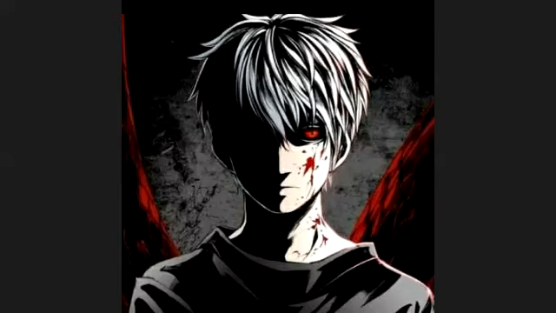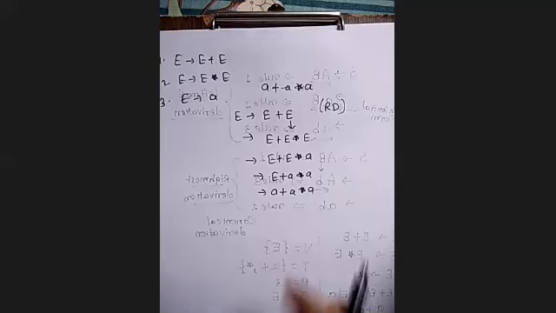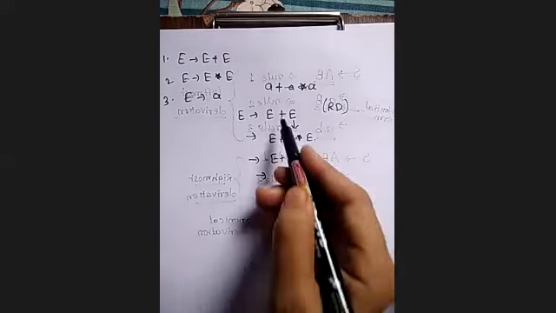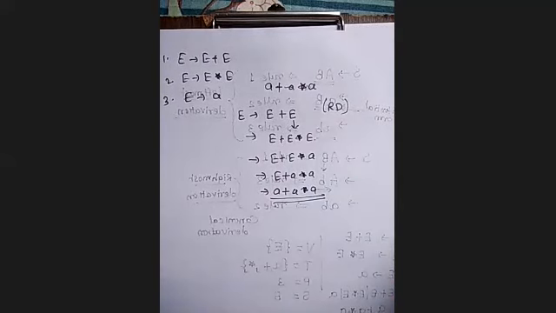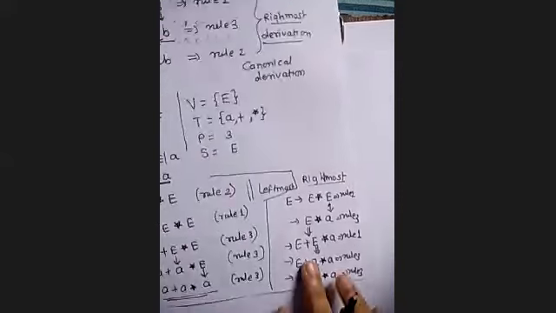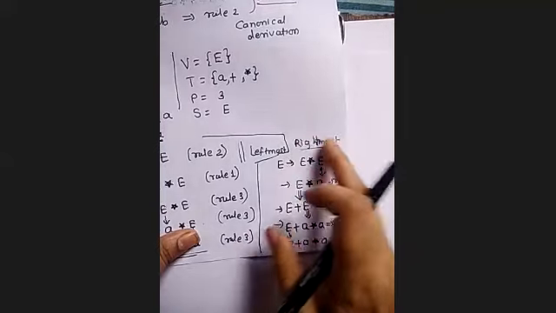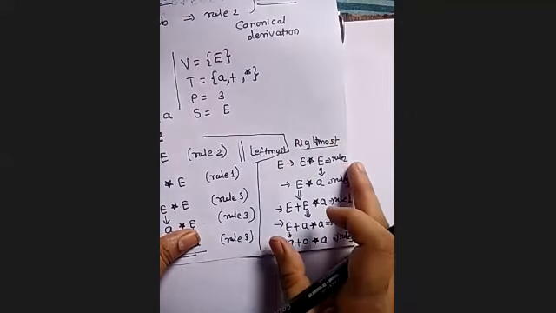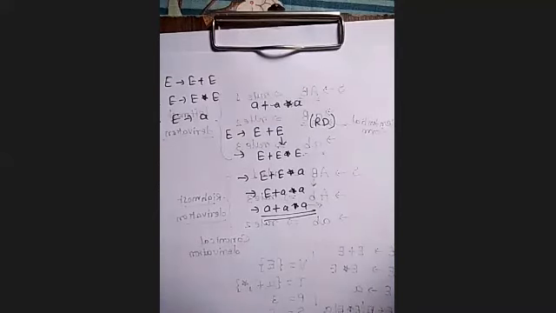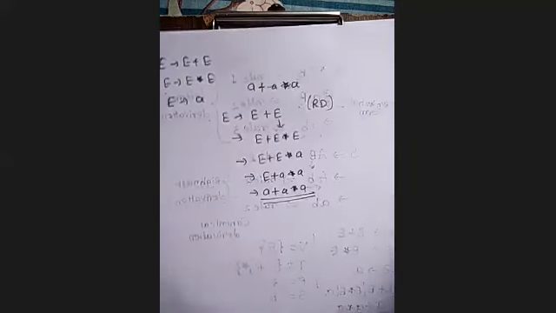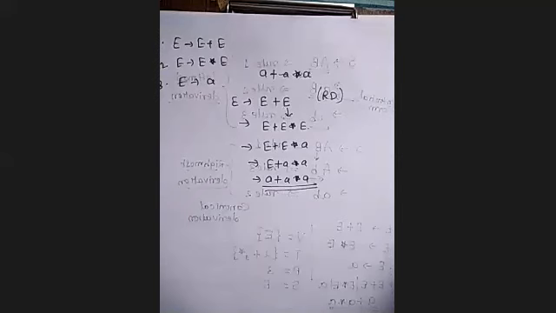Okay. So now here you can see we have derived this string starting with E plus E using rightmost derivation. And here the same string we derived using rightmost derivation, but starting with what? E gives E star E. Now why is this the problem here? Because this grammar is an ambiguous grammar. So this is a case of ambiguity.